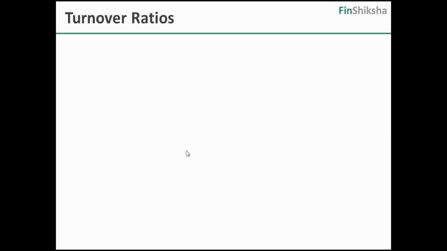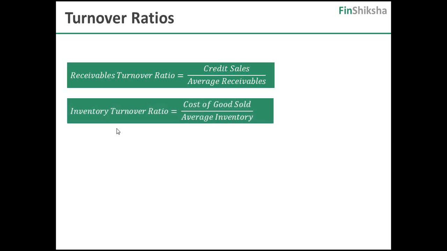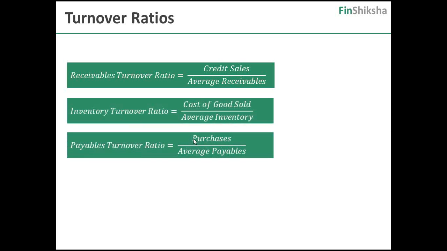Turnover ratios, let's quickly first look at the definition of turnover ratios, and then we'll try and understand what they actually mean. So when we talk about turnover ratios, we have something called receivables turnover ratio, which is given by credit sales divided by average receivables. We have inventory turnover ratio, which is given by cost of goods sold divided by average inventory. And we have payables turnover ratio, which is given by purchases by average payables.